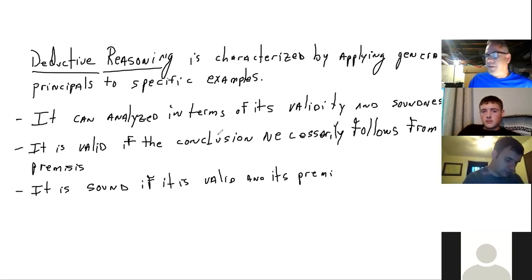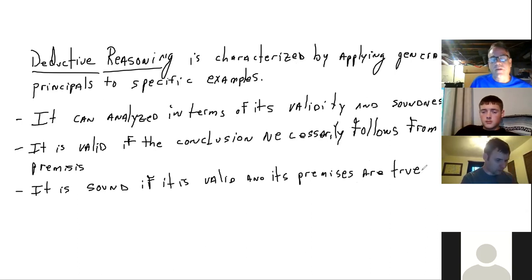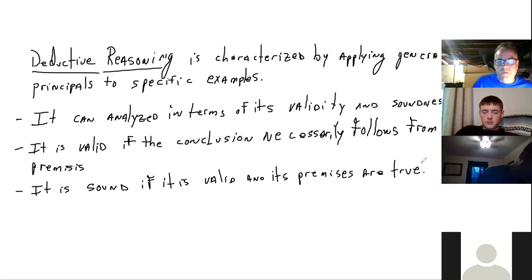All right. Its premises are true. So now, if you have a deductive argument that is both valid and sound, it's valid because your conclusion logically follows from your premises, and those premises are true. So your conclusion, therefore, is going to be true. So validity and soundness.